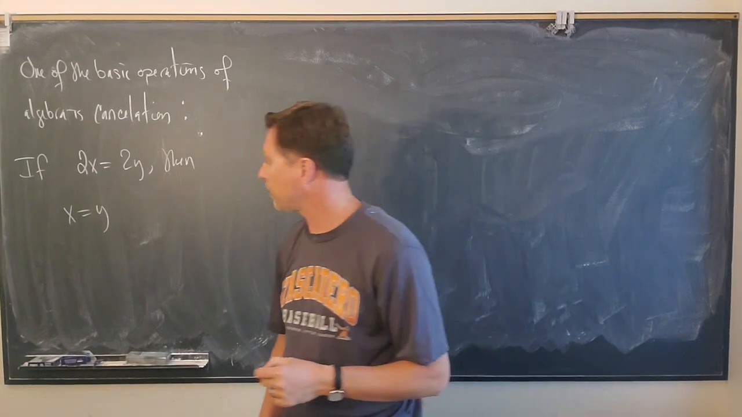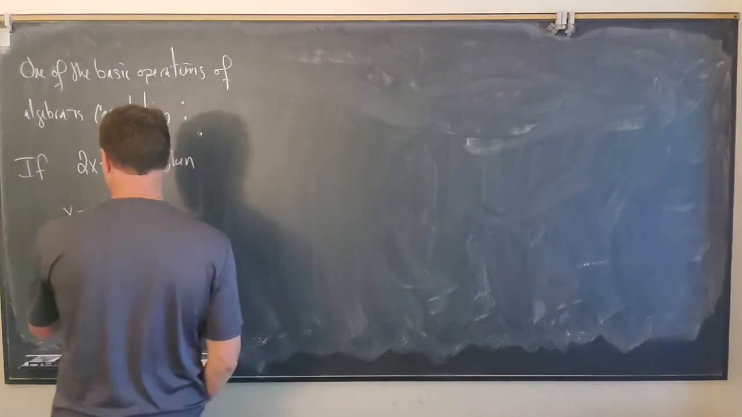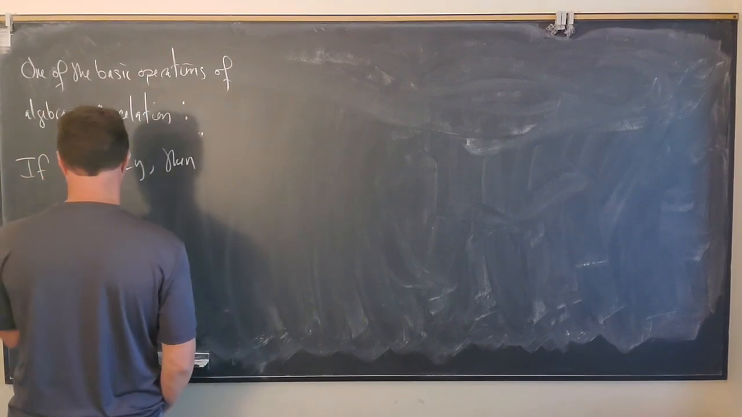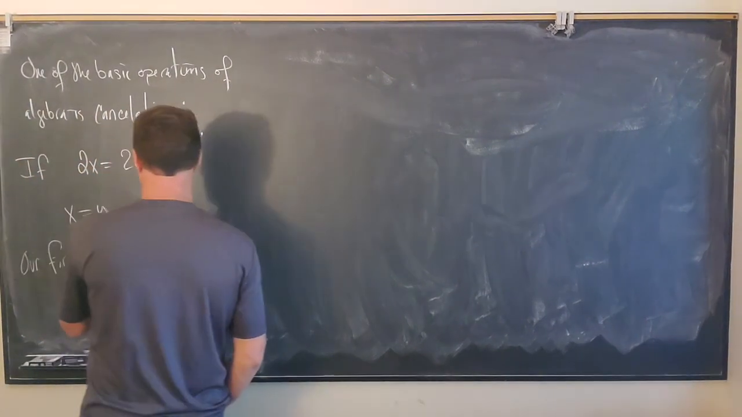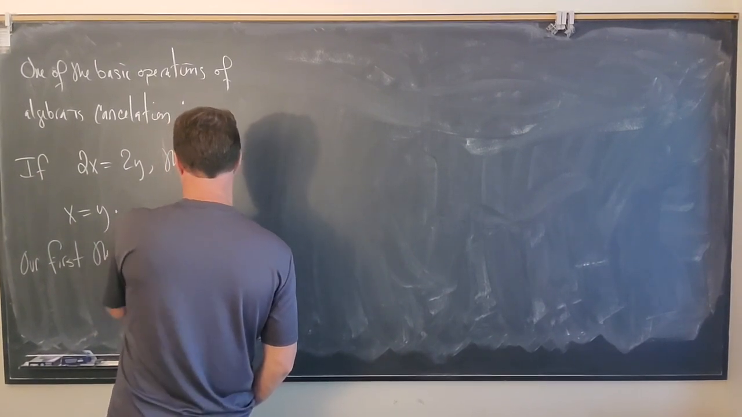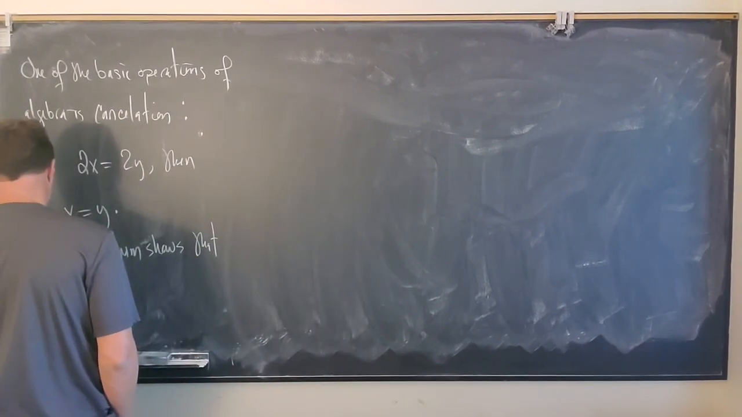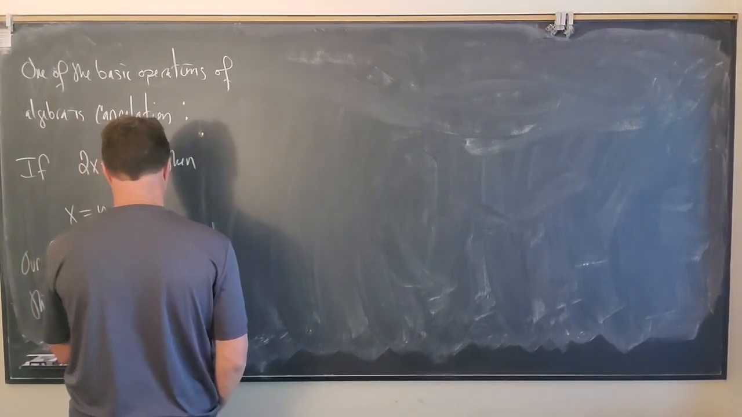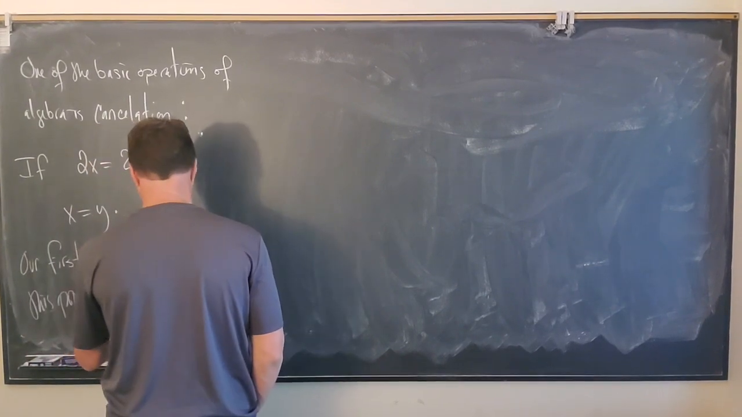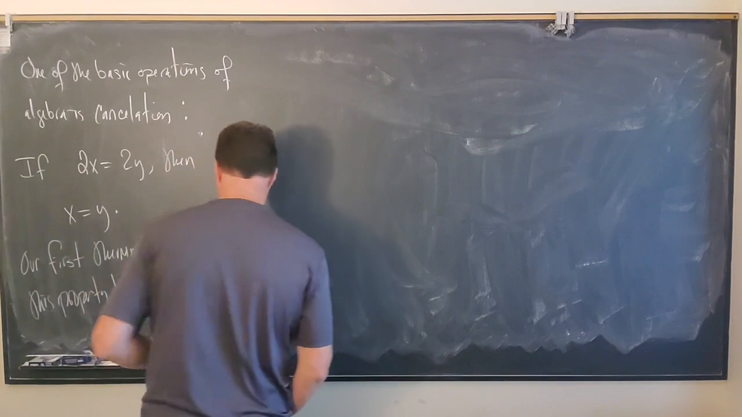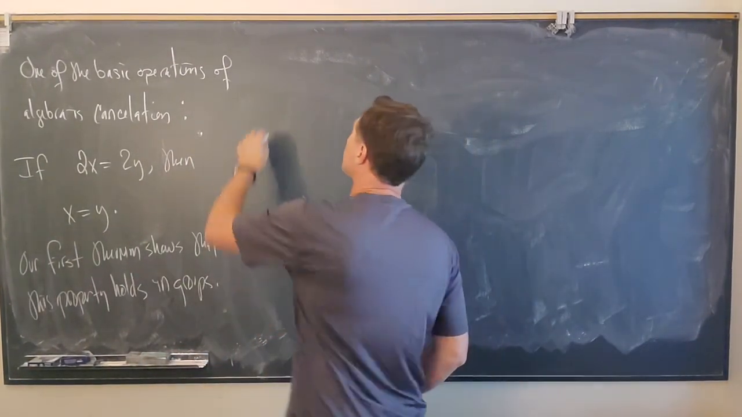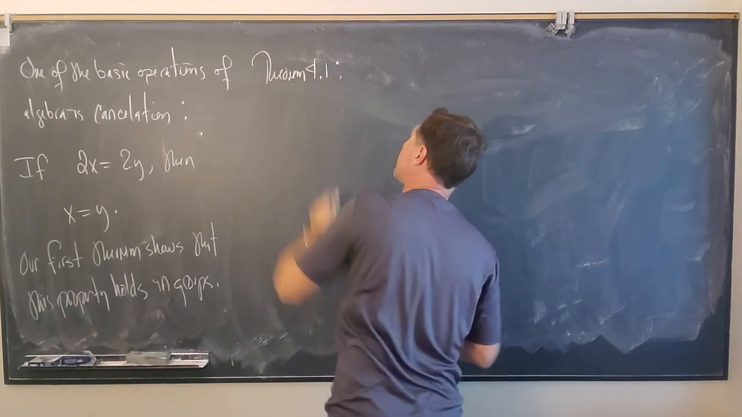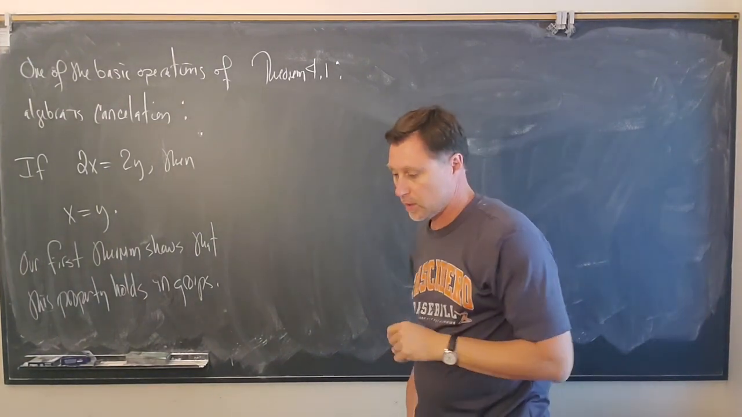And it turns out that such an operation holds in groups as well. So this will actually be our first theorem. So our first theorem shows that this property holds in groups. So remember, I'm going to label my theorems according to the chapter. So this first theorem here is actually theorem 4.1. It's the first theorem of chapter 4. We're in chapter 4, which is the chapter on groups.